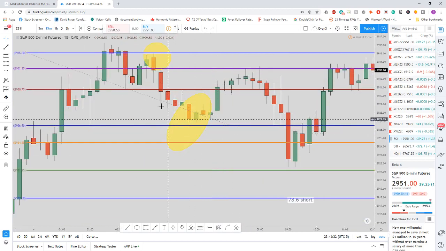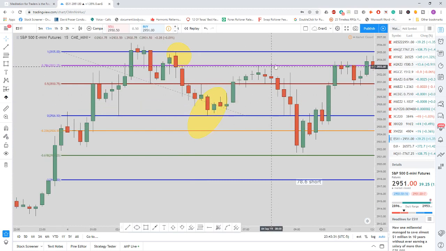All right, so here are the original moves that we're looking for. Here's the pivot point high highlighted in yellow. Here's the pivot point low highlighted down here. You can see price came up, hit the 78.6% level right here, right at that purple line. Then it went down here, hit the orange line at the 1.236 Fibonacci extension level, excuse me, 123.6.